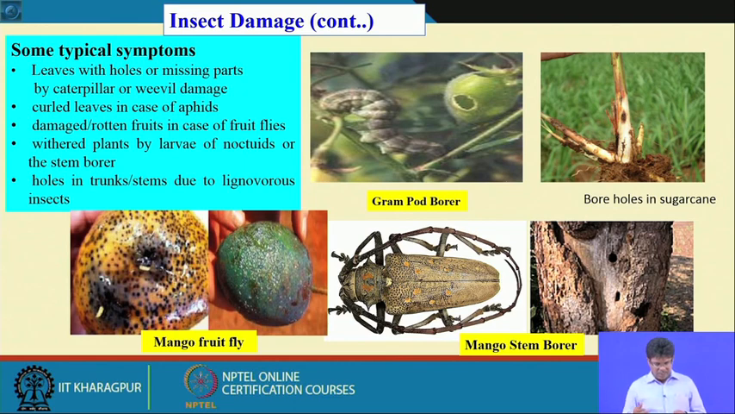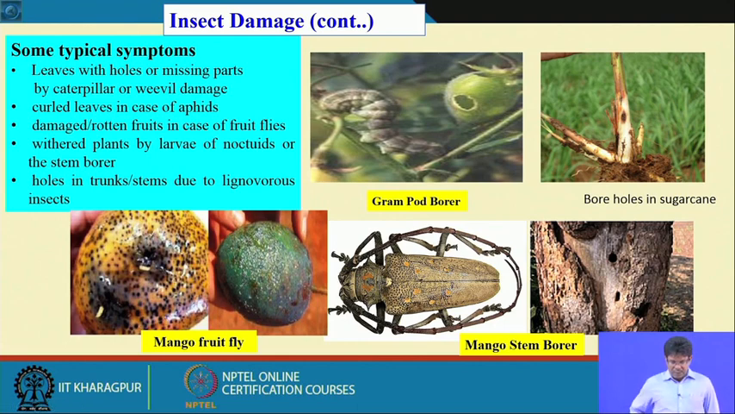Some plants may have curled leaves in the case of aphids, because the aphids remain inside the leaf, make the leaves curl, and suck the cell sap. There are also damaged, rotten fruits in the case of fruit flies, like the mango shown here. Fruit flies cause damage to the fruit, as you see.